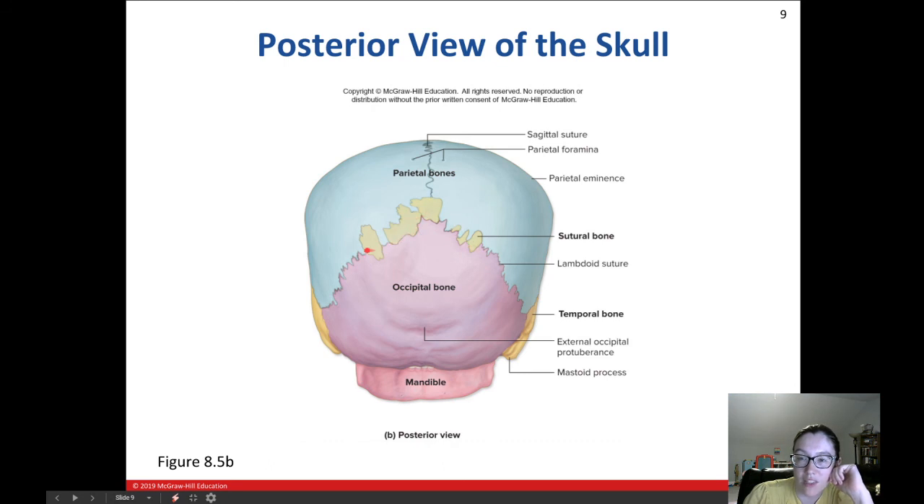And so this is where we have a separate center of ossification, which kind of made its own new bone within the suture. And it doesn't have its own name. We just call these sutural bones. They're bones that formed within usually the lambdoid suture.